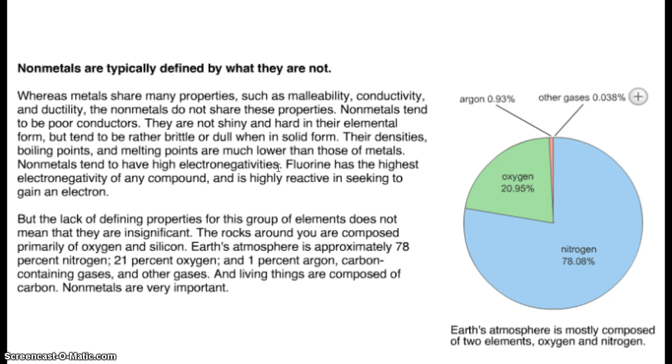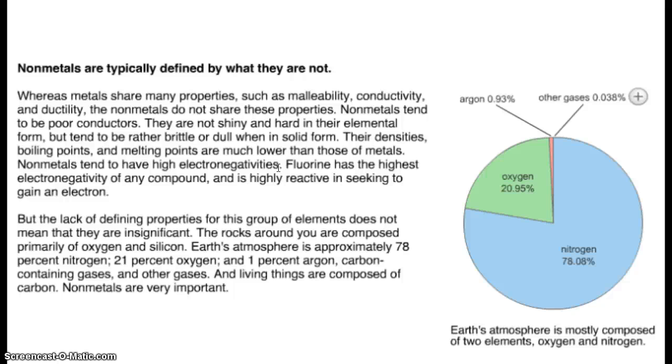Fluorine has the highest electronegativity of any element and is highly reactive in seeking to gain an electron. But the lack of defining properties for this group of elements does not mean that they are insignificant. The rocks around you are composed primarily of oxygen and silicon. Earth's atmosphere is approximately 78% nitrogen, 21% oxygen, and 1% argon, carbon-containing gases, and other gases. And living things are composed of carbon.